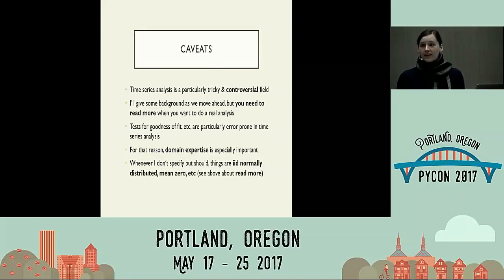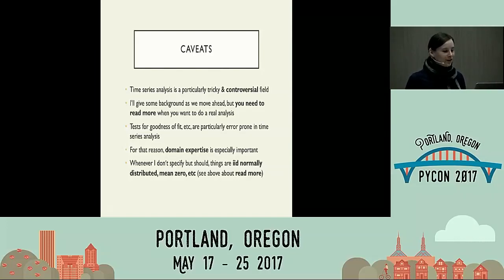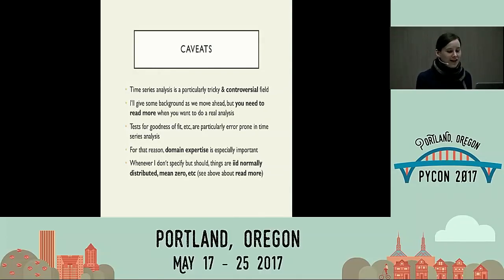So the more context you have, the more understanding you have of your system, the better informed your models are. Nobody can fix a lack of domain knowledge. And I'm going to be fast and loose today about assumptions that are required for models. Whenever I don't specify but should, you should probably be thinking that things are IID, normally distributed, mean 0. If you're not a stats person, that just means it's a fairly normal type thing. We're not going to assume that things are dysfunctional or especially weird. And that tends to be true-ish for real-world data most of the time.